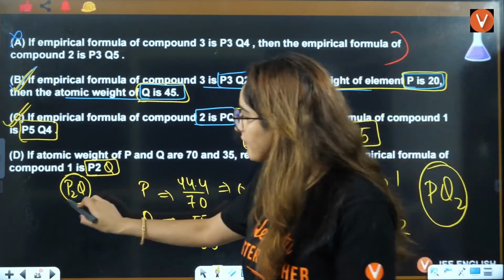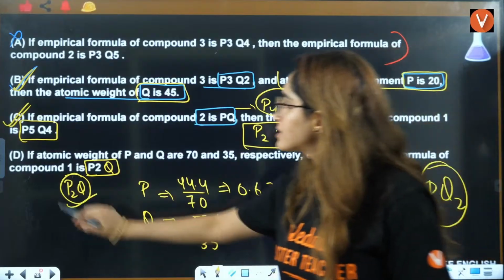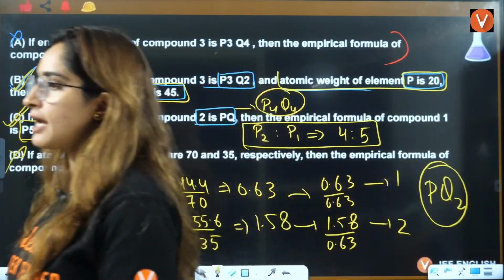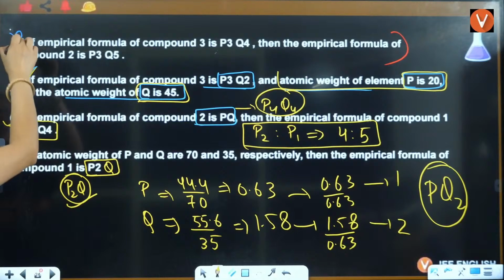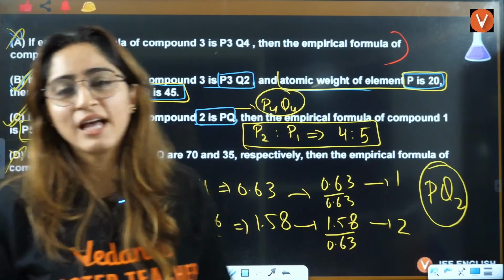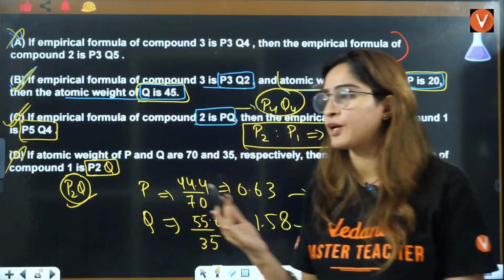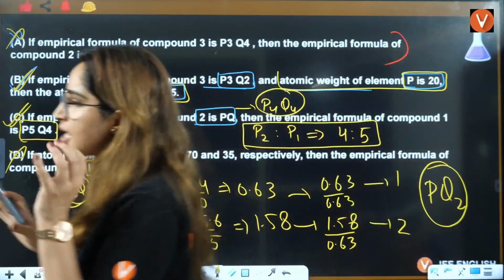But here they have given it should be P2Q. So this should not be the correct answer. That means this statement is incorrect here. Right? I know that was a lengthy question, but these kinds of questions are what they ask in JEE Advanced. Right?